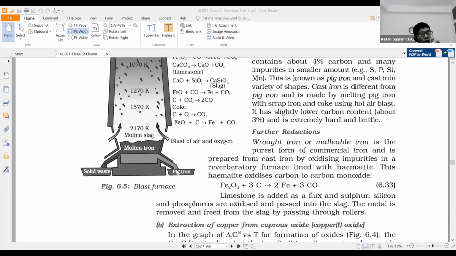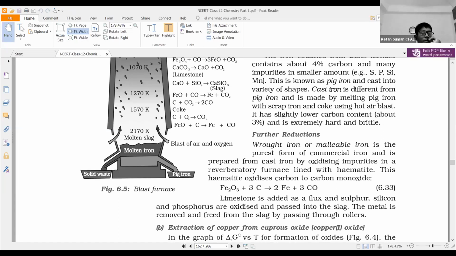From pig iron to cast iron, the carbon content becomes 4 to 3%. Students, carbon content you can remove. If some other metal is there, not in a major quantity but in a small quantity, you are helpless in this case. So you have to go for the fourth process. This is an incomplete process, only the third step. Is this clear?